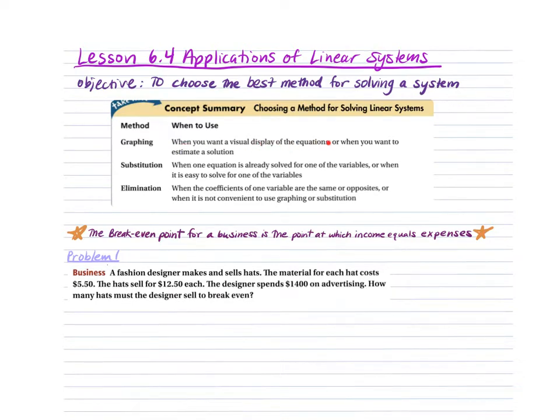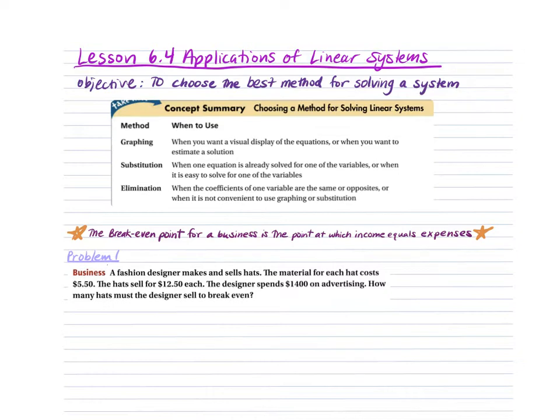If you want a visual display of the equations, or you want an estimate of the solution, you can use graphing. Substitution you use when one equation is already solved for one of the variables, right? That way you just substitute it right into the other one and solve it. So that makes it easy. Elimination is when the coefficients of one variable are the same or opposites, or when it's not convenient to use the other two. So elimination is probably the most common just because there's more times to use it.